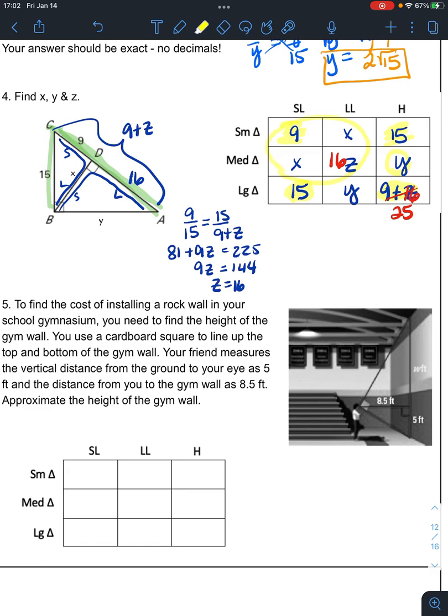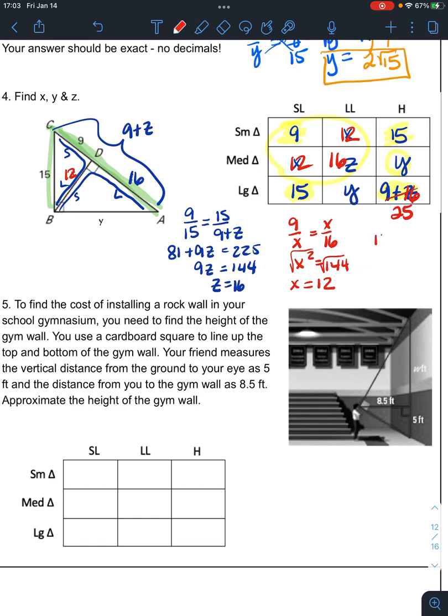So now that you have Z, see, now it creates this right here. So we can do 9 over X is equal to X over 16. So 9 times 16 is 144. X squared, again, this is that geometric mean setup, is 144. Square root of both sides. 144 is a perfect square, so x is 12. So now I know that x is 12. That's 12 and that's 12.